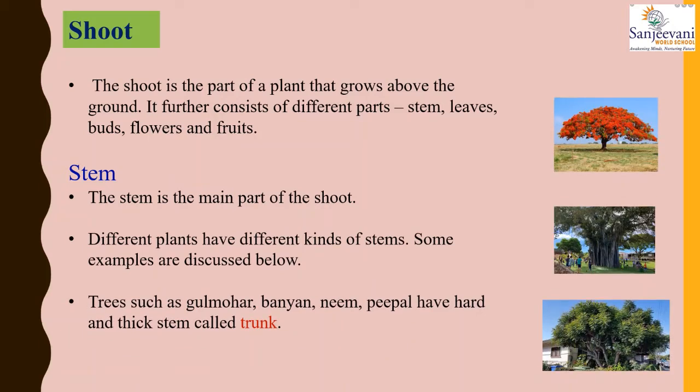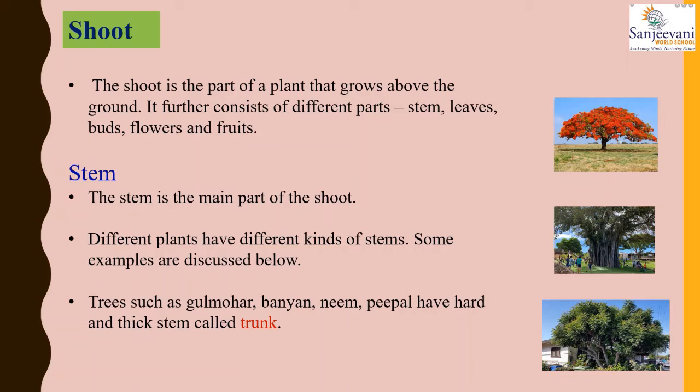So we will discuss the shoot now. There are two parts of a plant: one was the root system and the second one is the shoot system. The shoot is the part of a plant that grows above the soil or above the ground, and it further consists of different parts: stem, leaves, buds, flowers and fruits. So now we will discuss the stem.